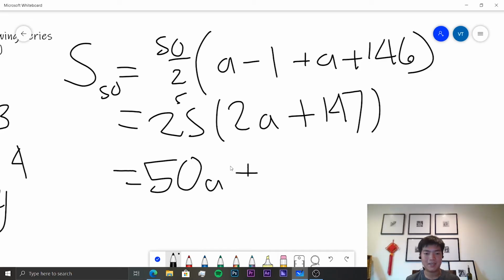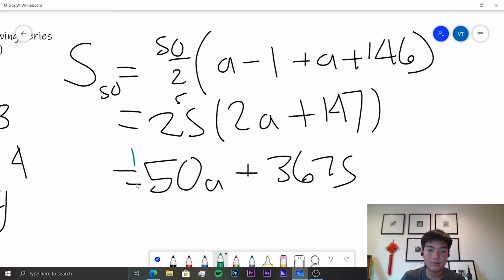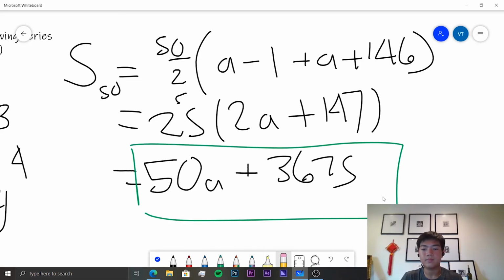I think it's time to pull out a calculator. Of course, we could do this without a calculator, but we want to be focusing on practicing what we're supposed to be learning and not basic arithmetic. So this is 3,675, and so this should be the final answer.